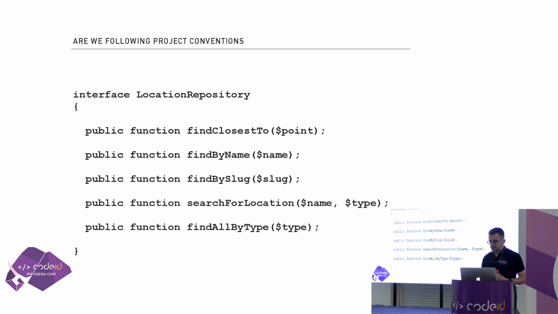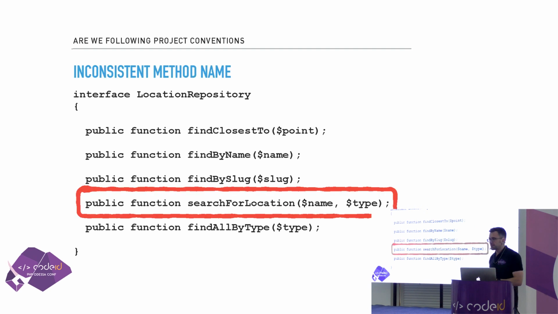So they're all called find, apart from this one, which is called search. And is there a reason that it's different, or should that really be called find by location? And it's things like this. What you need is to have whatever your project standards are, and then make sure they're enforced.